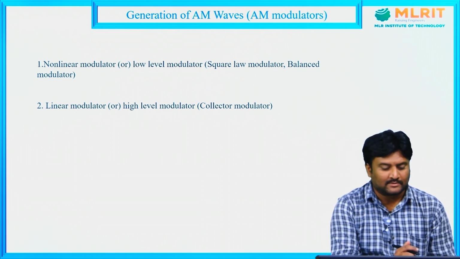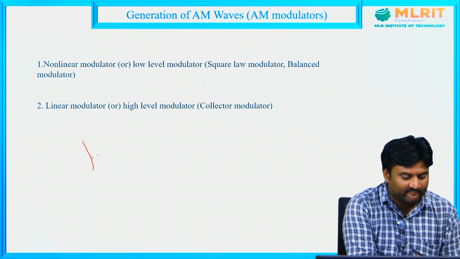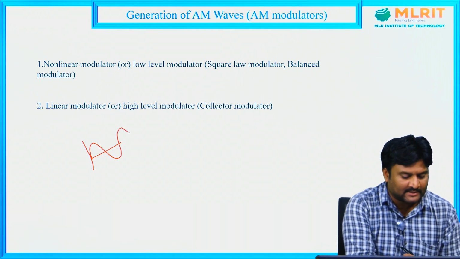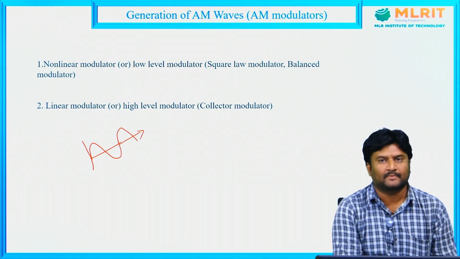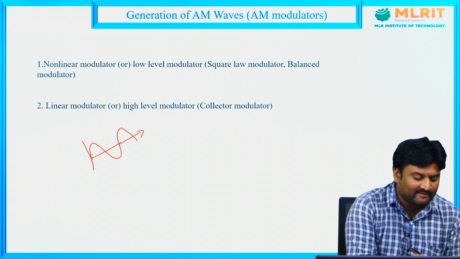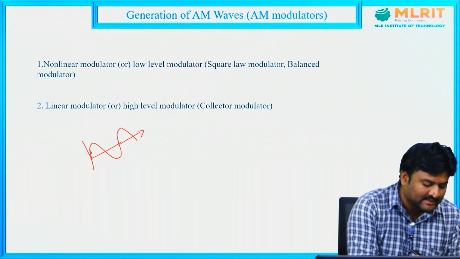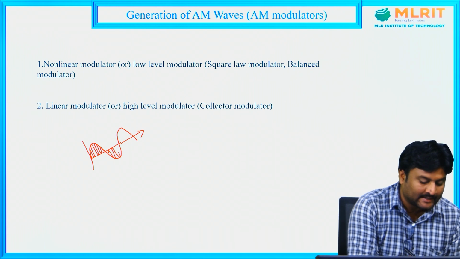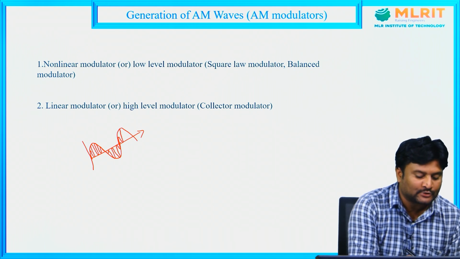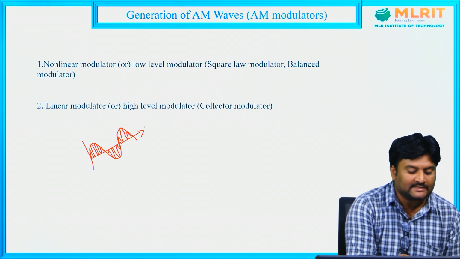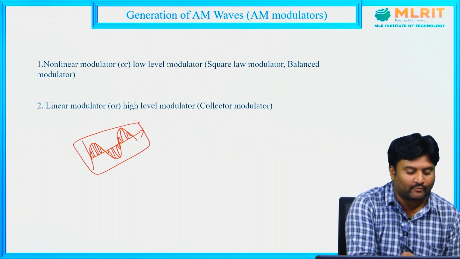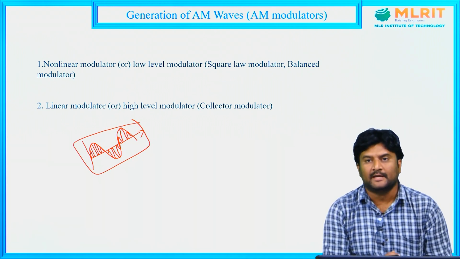Observe here, this is the message signal, it is the low frequency signal. The high frequency signal is nothing but the carrier. The amplitude of the high frequency signal is varied according to the amplitude levels of the message signal. It is called amplitude modulation. This is nothing but an AM wave.